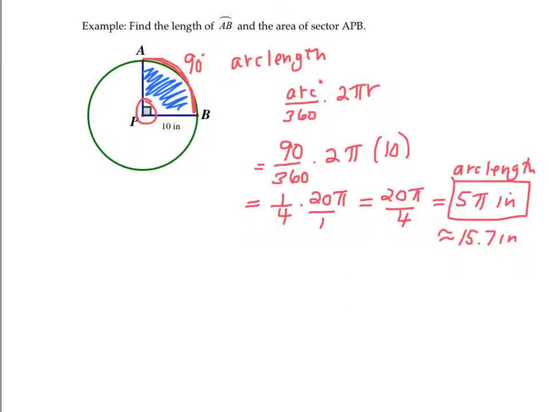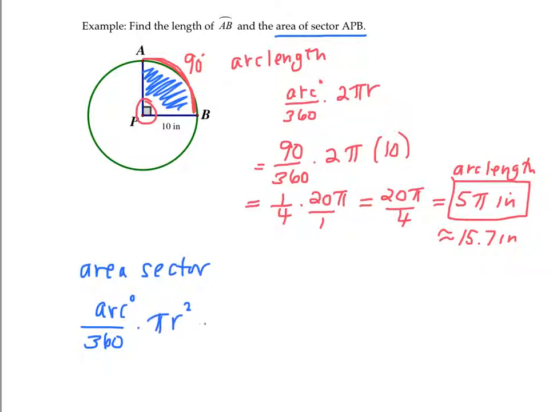Okay, area of a sector, that's that shaded region, or that piece of pizza, if you will. So to find the area of the sector, remember that it's a fraction of the area of the whole circle. So we'll take the arc measure in degrees, divided by 360, that tells us what fraction of the circle we're working with. Then we'll multiply it by pi times r squared. Remember that our arc was 90 degrees over 360. This time we want to multiply by pi times 10 squared.